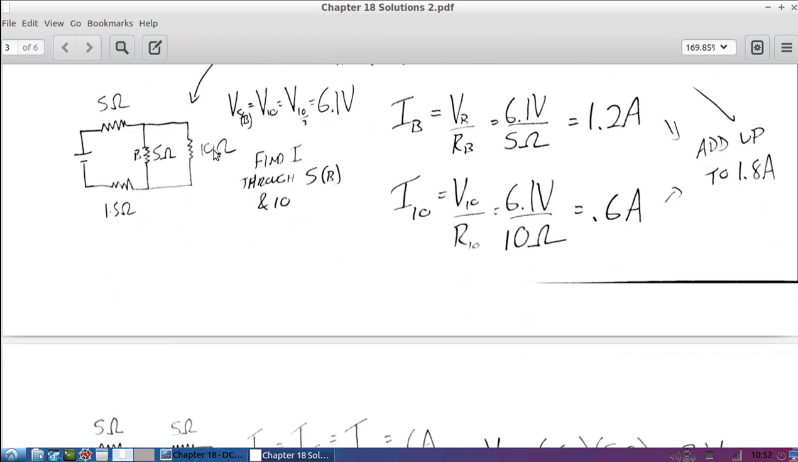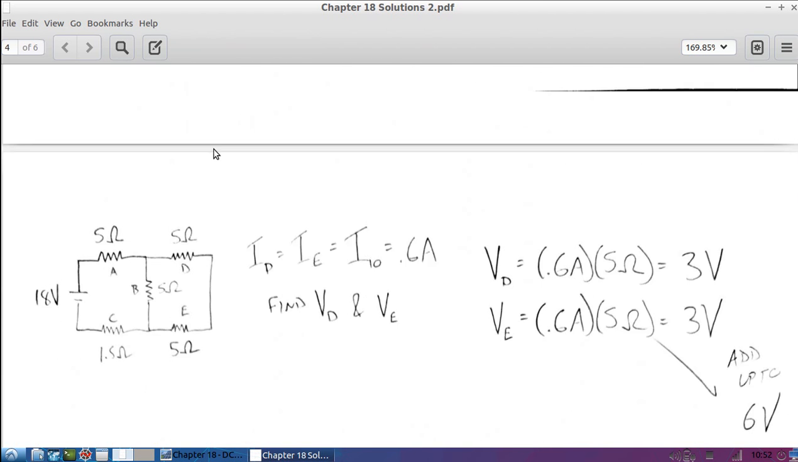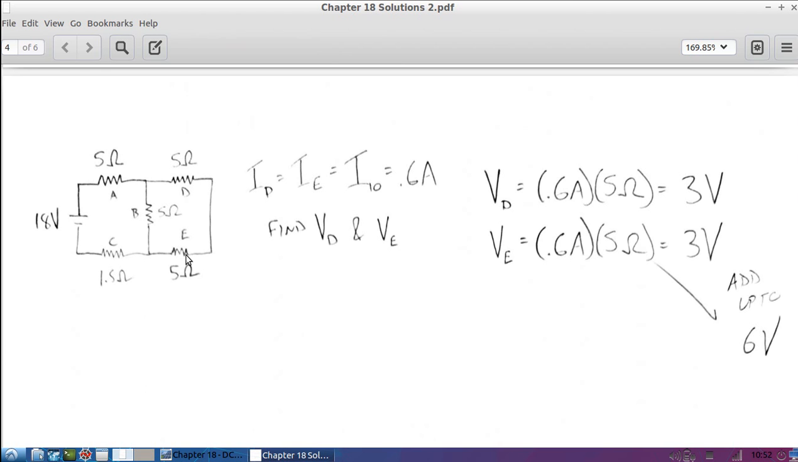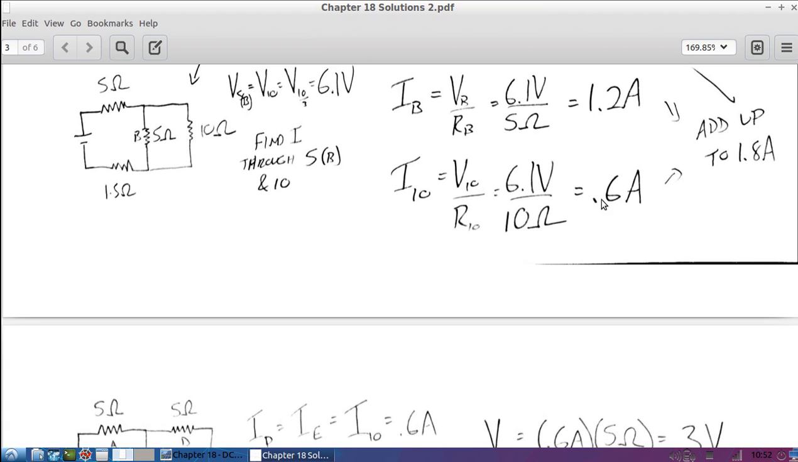Final step is taking that 10 ohm resistor and splitting it back up into the two 5s. Now I know the current going through this entire path is 0.6 amps, right? This 0.6 amps is the current that's going through this path right here.